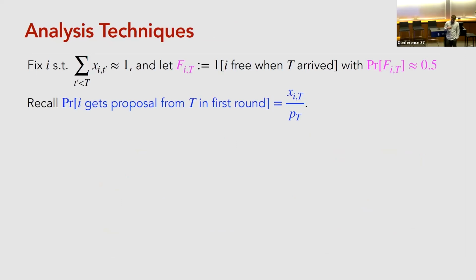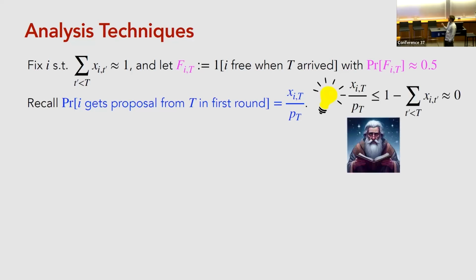So recall the chance it gets a proposal in the first round is XIT over PT. And now here's one of our insights. We actually have an upper bound on this from the LP. So in particular, it holds for online algorithms that XIT over PT is at most 1 minus the fractional degree. So when the fractional degree is large, this XIT over PT is very small. So that means that it's a very low chance I gets a proposal from T in the first round. And this is actually going to help us because that's going to mean it's more likely to actually get a boost from the second round of proposals, which is what we're trying to analyze.